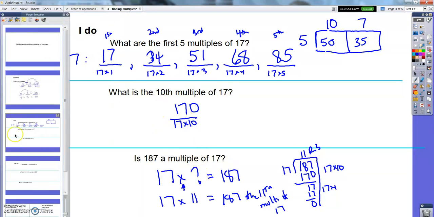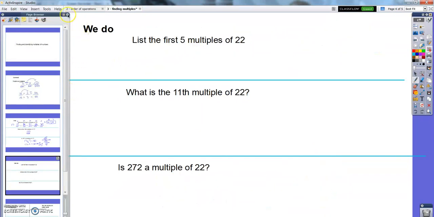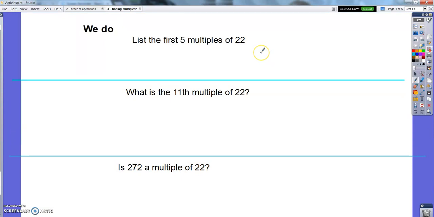Let's do one together. Open your notebook up, and let's talk about the number 22. All right, so let's do those three questions again with 22. So the first common question is list the first 5 multiples of 22.